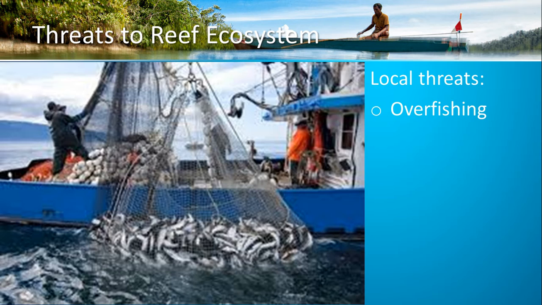Overfishing can alter food web structure and cause cascading effects, such as reducing the numbers of grazing fish that keep corals clean of algae overgrowth. Blast fishing can cause physical damage to corals as well.